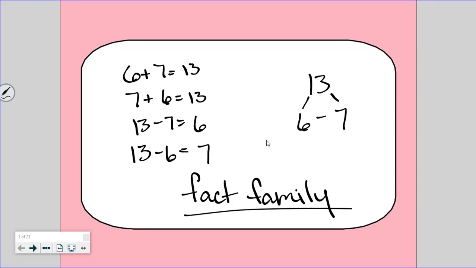They're all part of the same fact family. That's why they're important. It's important to be able to understand how fact families work because they'll help you solve problems where there's missing add-ins.